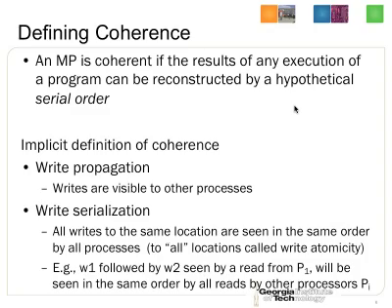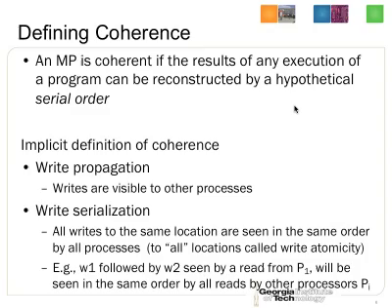One is the so-called write propagation. Write propagation means that any writes should be made visible to all other processes and processors. The other important aspect is write serialization. You may have many read and write operations on one memory location or data. We require that all writes to the same location are seen in the same order by all processes. This is also called write atomicity.